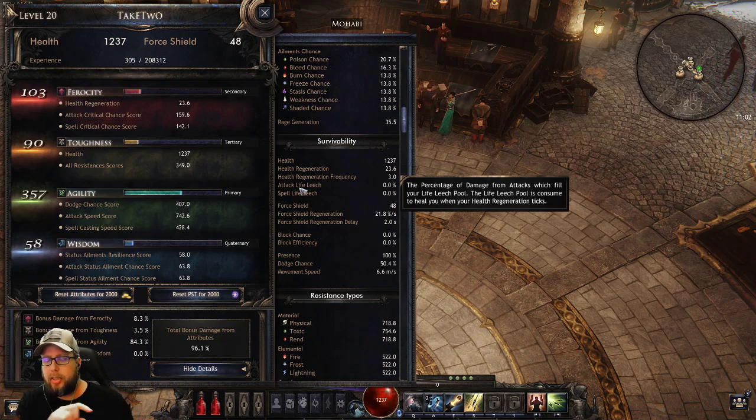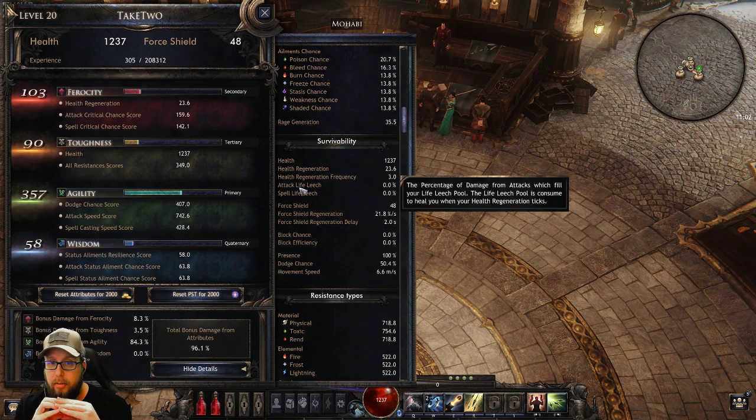Attack life leech. The percentage of damage from attacks which fill your life leech pool. The life leech pool is consumed to heal you when your health regeneration ticks. So basically, all the life leech that you have, whether it's 3%, 6%, there's a couple passives where you can get some life leech, all that's put into an invisible pool. And then whenever your health regeneration ticks, it fills your health bar back up.